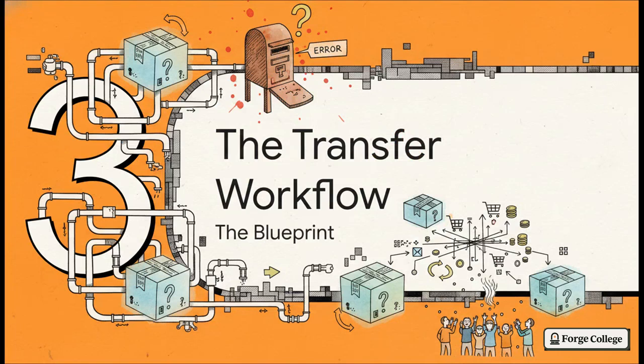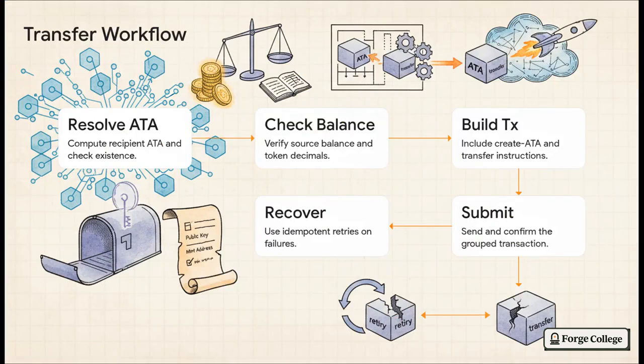All right, let's get into Section 3, the transfer workflow, our blueprint for success. So if the recipient having an ATA is a strict precondition, how on earth do we build marketplaces or airdrops without throwing constant errors? Well, we solve this by building the mailbox while we deliver the package. Here is our precise 5-step atomic workflow.